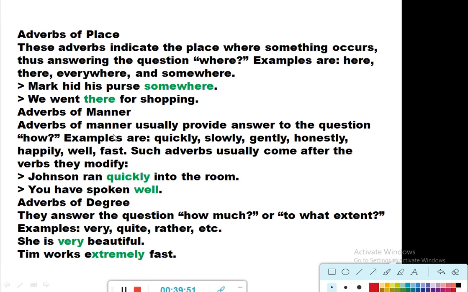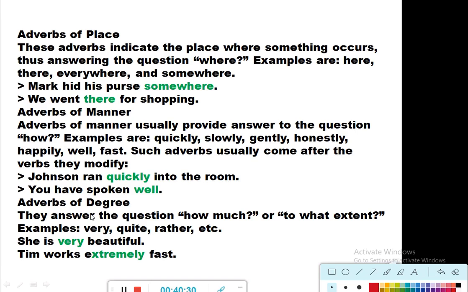Then adverbs of manner. Adverbs of manner usually provide answer to the question how. Examples are quickly, slowly, gently, honestly, happily, well, fast. Such adverbs usually come after the verbs they modify. For example, Johnson ran quickly into the room. If we say Johnson ran into the room, someone can ask how. How did he run into the room? Quickly.